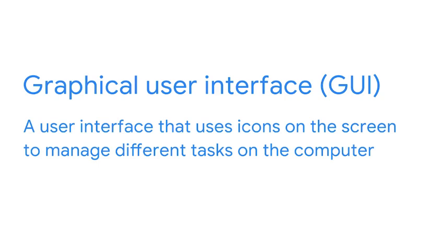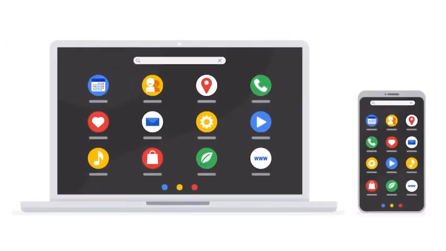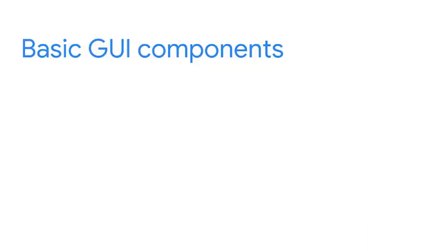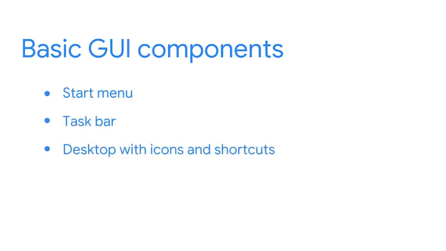A GUI is a user interface that uses icons on the screen to manage different tasks on the computer. Most operating systems can be used with a graphical user interface. If you've used a personal computer or a cell phone, you have experience operating a GUI. Most GUIs include these components: a start menu with program groups, a taskbar for launching programs, and a desktop with icons and shortcuts. All these components help you communicate with the OS to execute tasks.